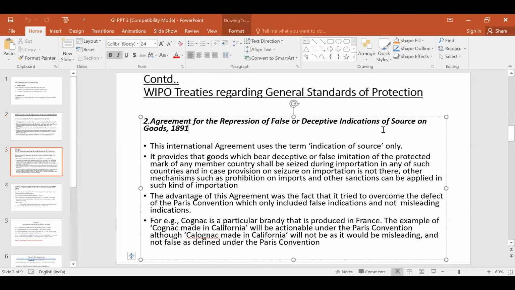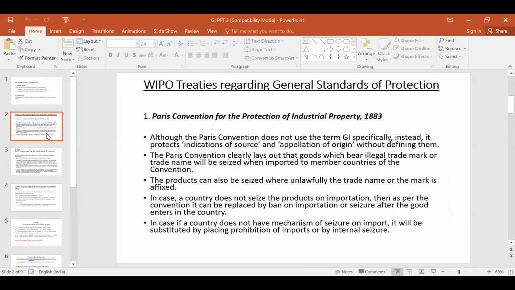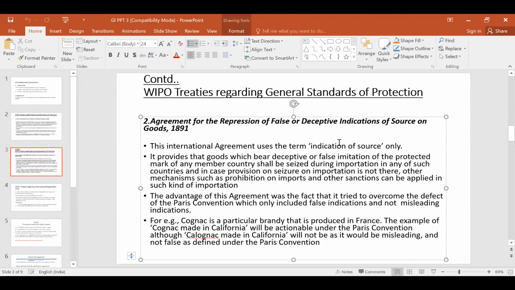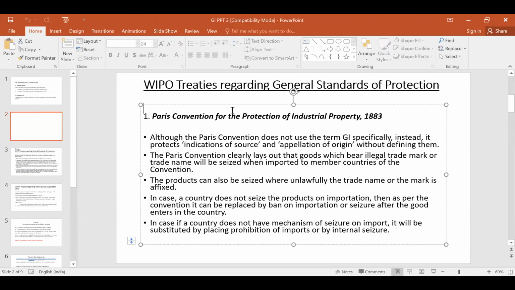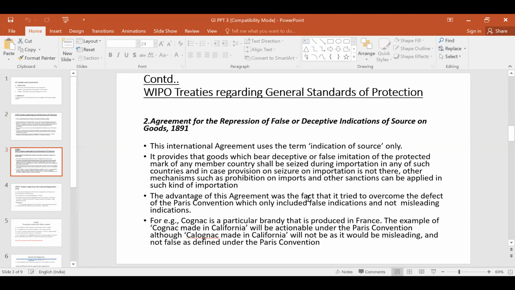Now, coming to the second WIPO treaty regarding general standards of protection, it is the Agreement for the Repression of False or Deceptive Indications of Source on Goods, 1891. Now, as I told you, under the Paris Convention, only the term indication of source is used. However, there are a lot of disadvantages of the Paris Convention, because the Paris Convention only talks about false indication of source, but it does not talk about deceptive indication of source.